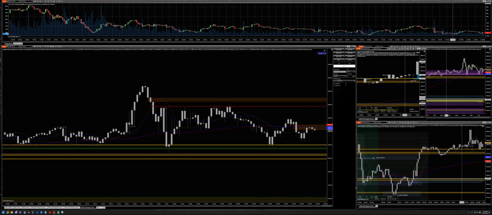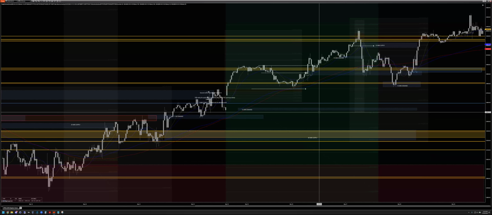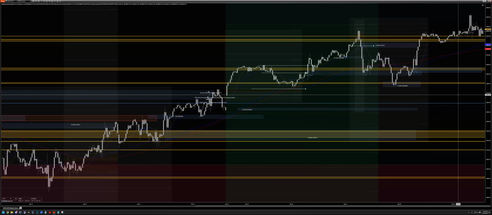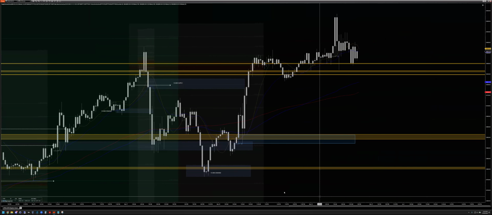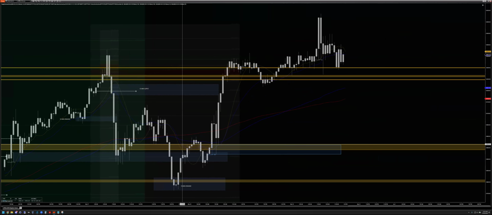Yes. So here's the 15 minute, right here, and it only drew one, and that was from 6 a.m. on the 28th. Because it drew from this candle here, that was the demand zone.